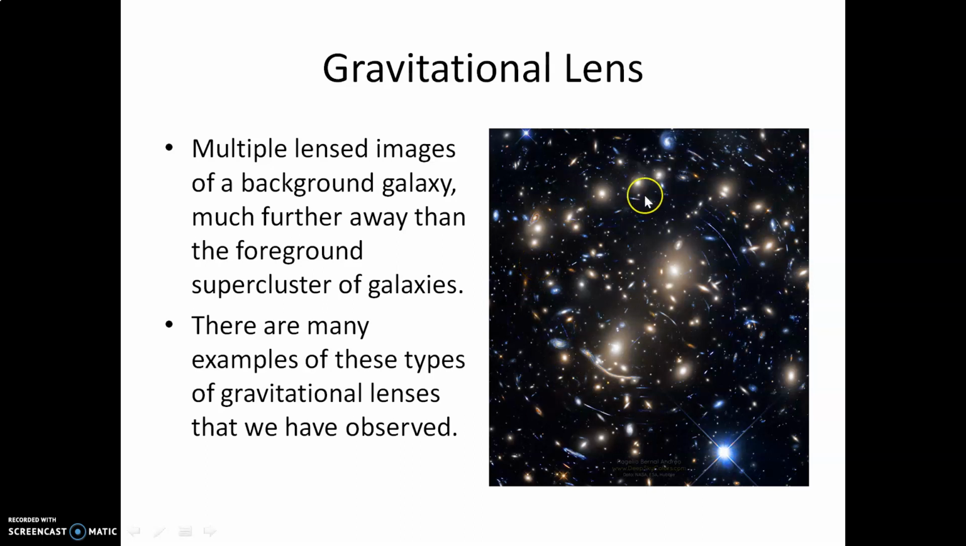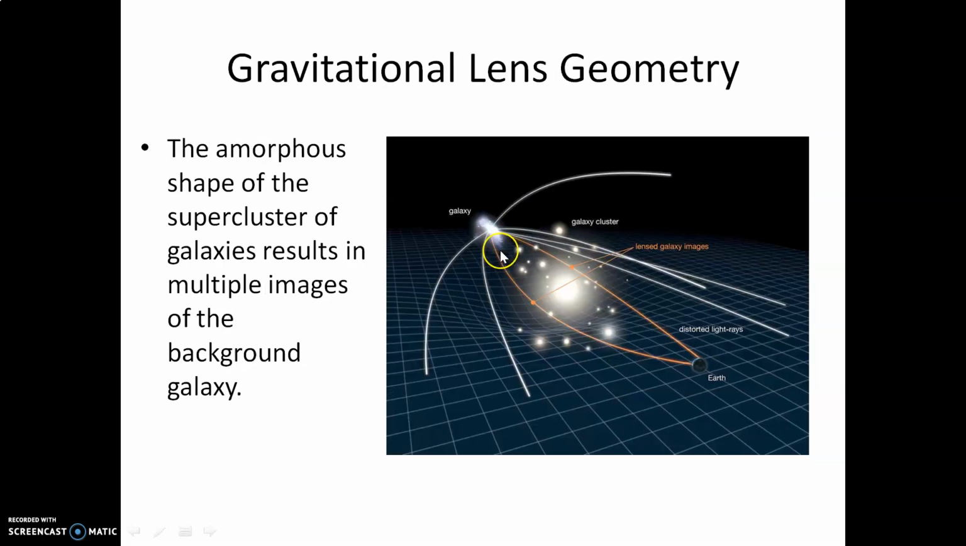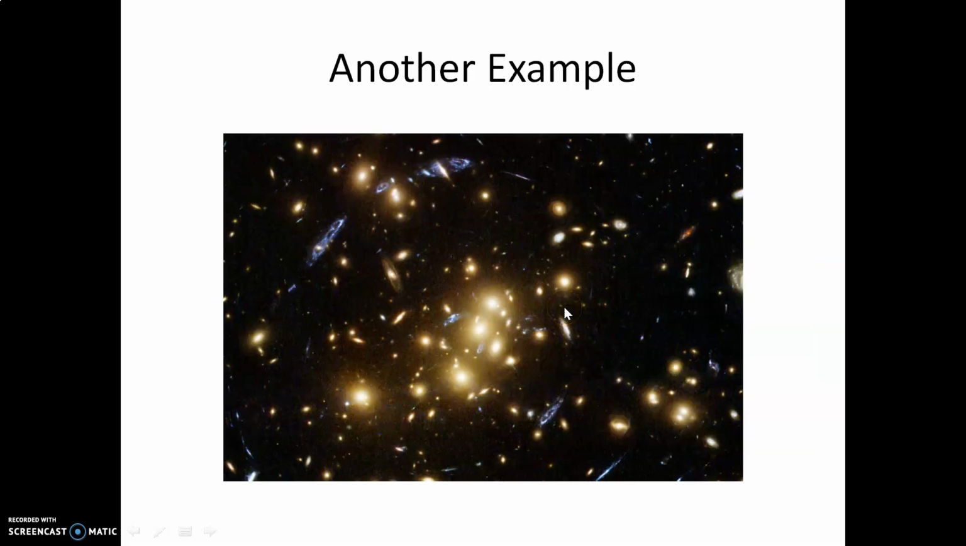Okay, now the geometry itself of this supercluster of galaxies is amorphous. It's kind of distributed unevenly. This then results in essentially the distortion of the background galaxy's light as it passes by that foreground cluster. And then ultimately here over the Earth, for example, you see then multiple images of that galaxy surrounding the cluster itself. Here's another nice example of that here.